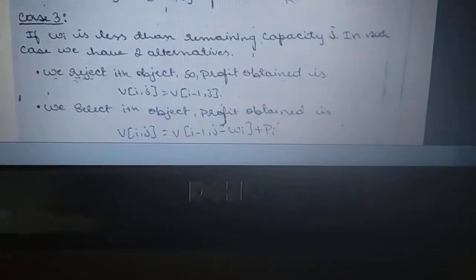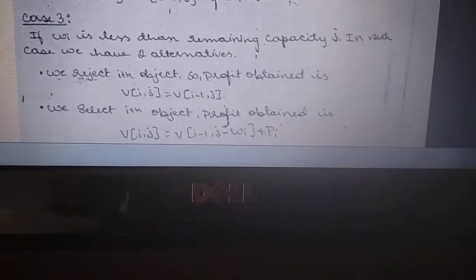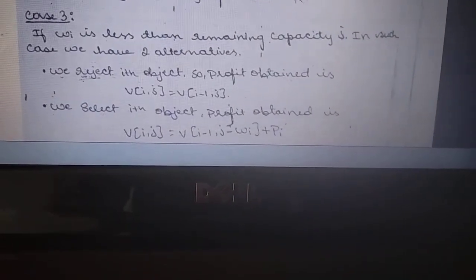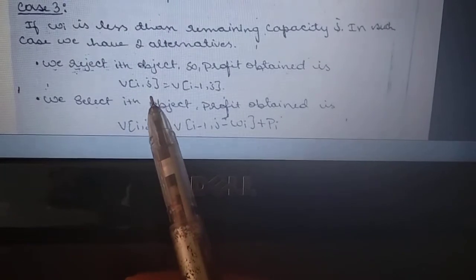If Wi is less than the remaining capacity, this is clear, then it can be just placed inside your knapsack. In such a case we have two alternatives. Okay, we reject the ith object. So the profit obtained is V of I comma j is equal to V of I minus 1 comma j.